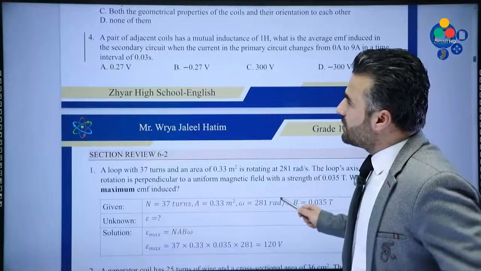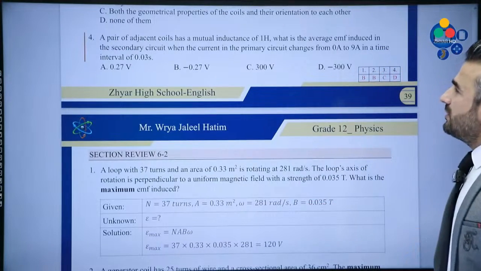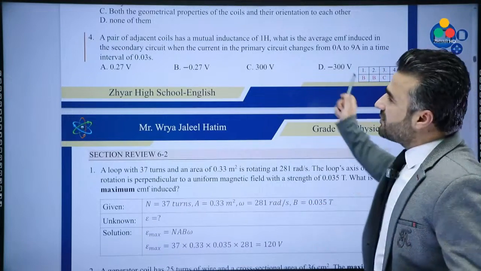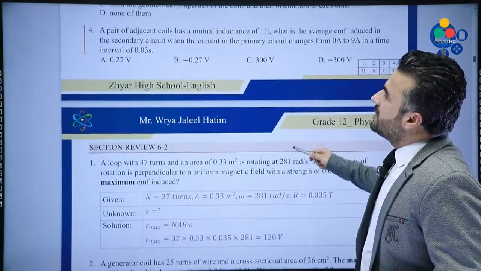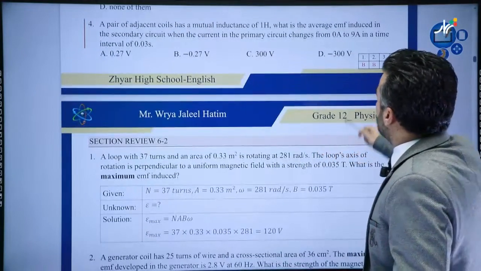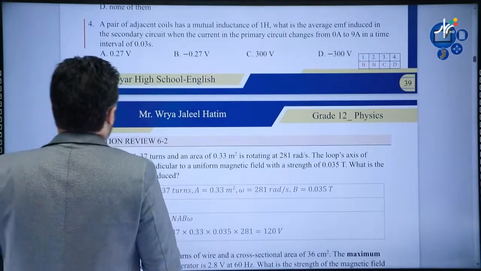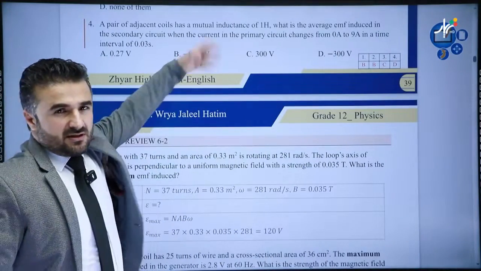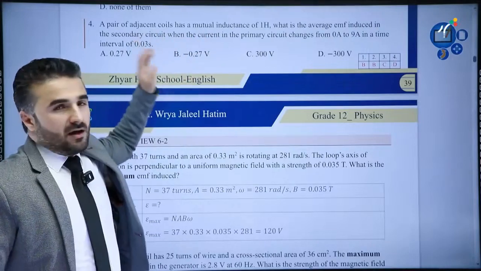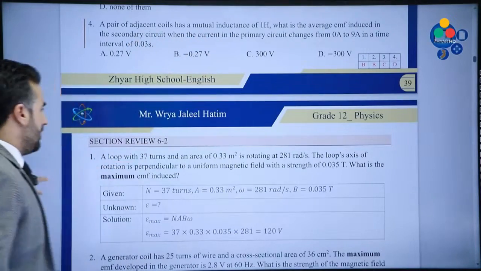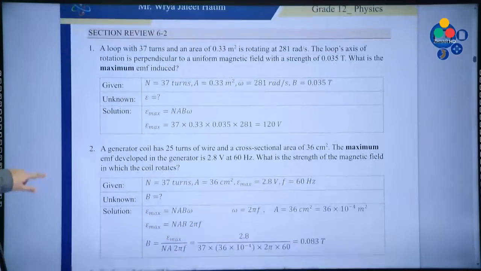All right. Now there's another question. It says a pair of adjacent coils has a mutual inductance of 1 Henry. What is the average induced electromotive force in the secondary circuit when the current in the primary changes from 0 to 9 in a time interval of 0.03 seconds? So this is pretty much the same as the one that I have just solved. You just write the equation, plug in the numbers, you'll find the answer.